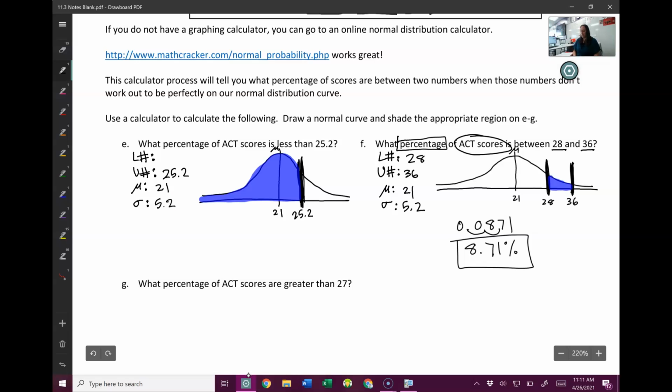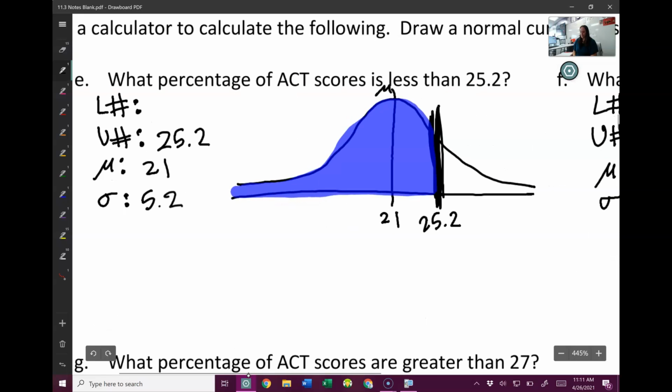There we go. But let's talk about the lower number. Here's where normal curves tend to sometimes break reality. And here's why. You would think that the lower number for the ACT score is 0, because that's the lowest that an ACT score can go. But there's one problem. On this normal curve, these lines right here actually have arrows, meaning they go on forever and ever and ever, which kind of breaks reality.